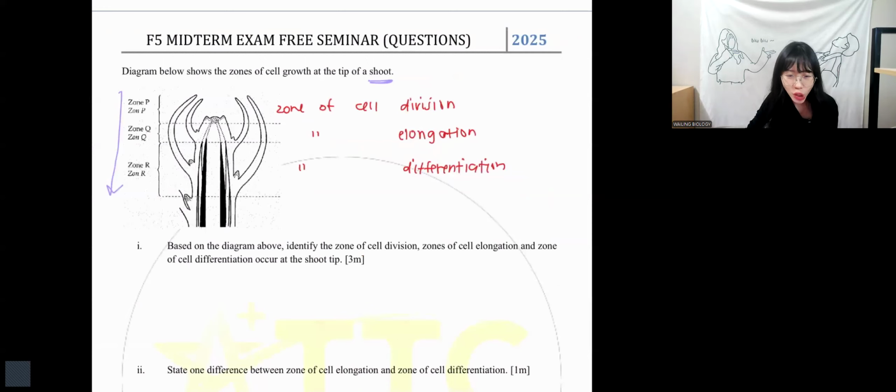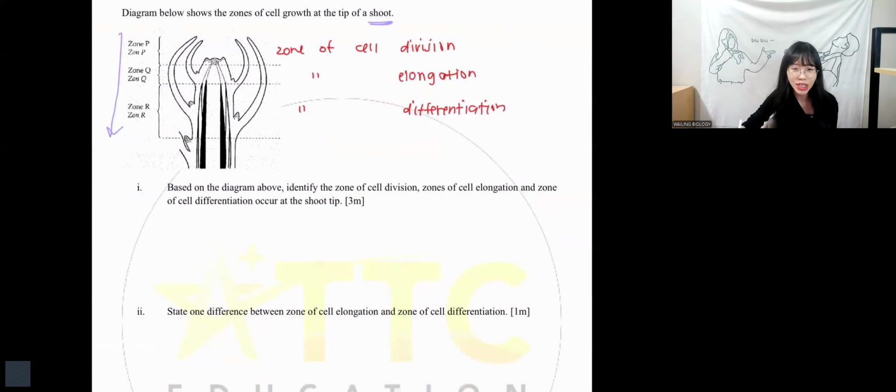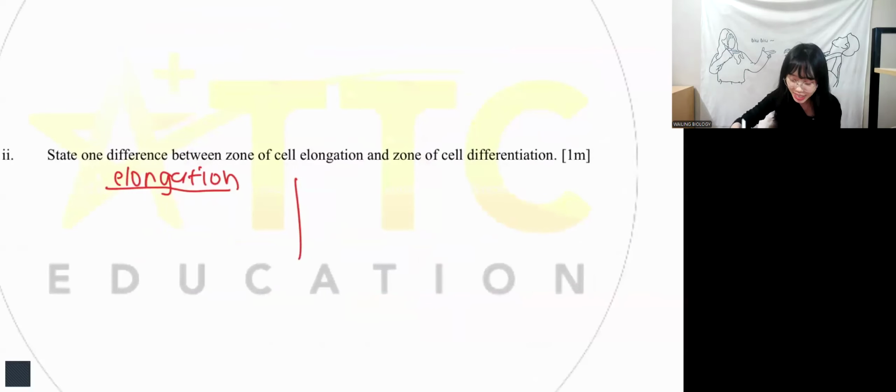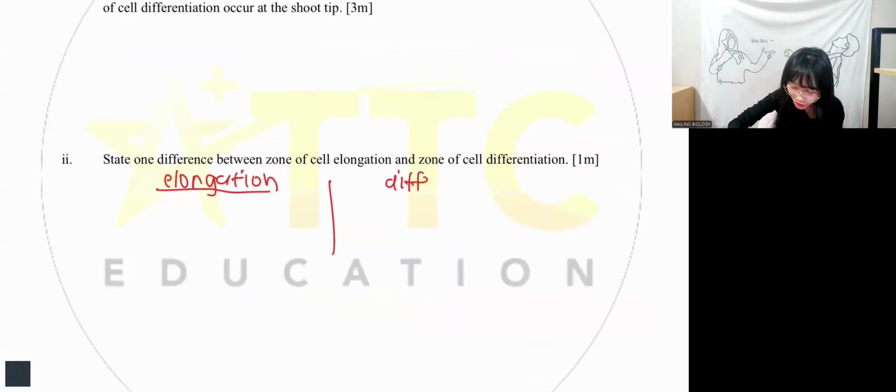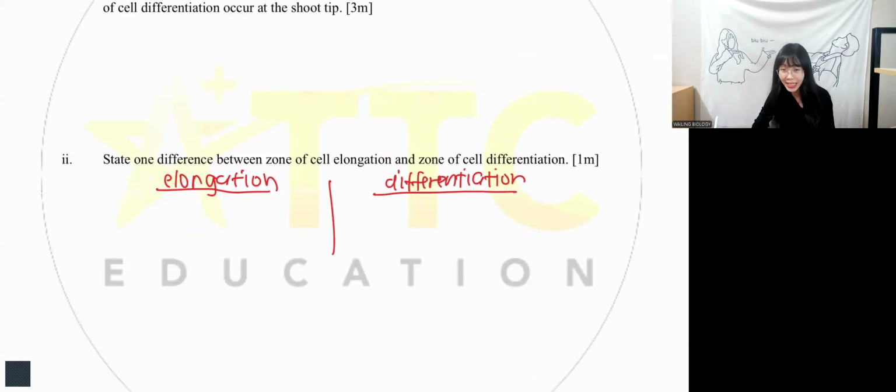State one difference between zone of cell elongation and zone of cell differentiation. Zone of cell elongation is to increase in what? Elongation is to increase in, correct, the size and mass of the cell. Elongation is size and mass. Division is number of cell. Differentiation, what do they do? They will differentiate into a mature tissue, permanent tissue with specific function, correct?